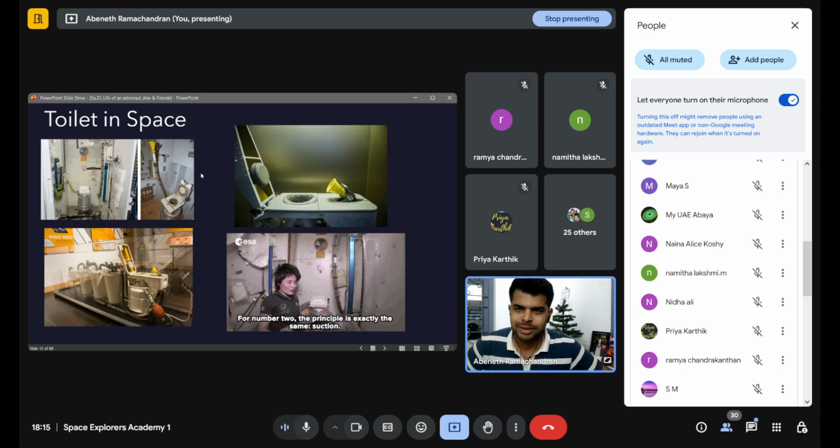After doing all these things, they have to go for bathroom number one and bathroom number two. For those essential things, they use a toilet in space. This toilet consists of two parts. There is a suction tube here, which is a yellow colored tube. The other part is for number two, which also has a suction system that can collect all the material that you excrete out of your body.